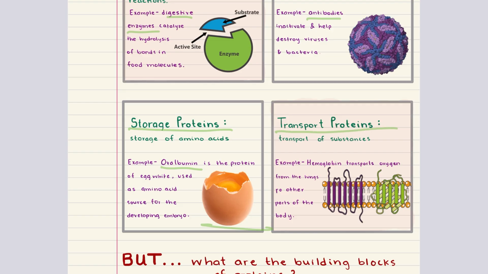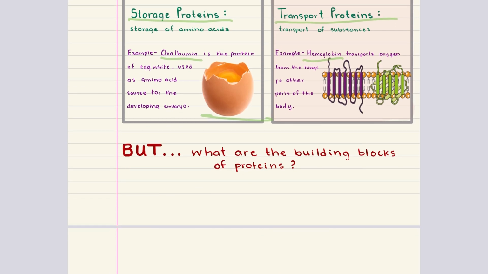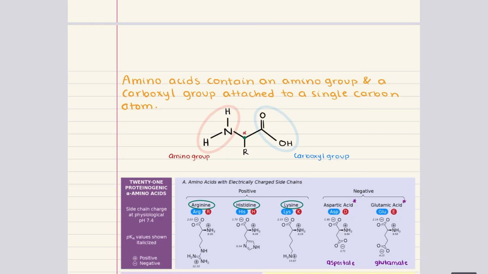We also have transport proteins. These move substances throughout the body or across cell membranes. Hemoglobin is a classic example. It's found in red blood cells and it carries oxygen from the lungs to tissues all around the body. Without it, oxygen wouldn't reach where it's needed. Now, all of these proteins, no matter how different their functions seem, are built from the same building blocks. And that brings us to a big question. What are proteins actually made of? The answer is amino acids. Amino acids are the building blocks of proteins.